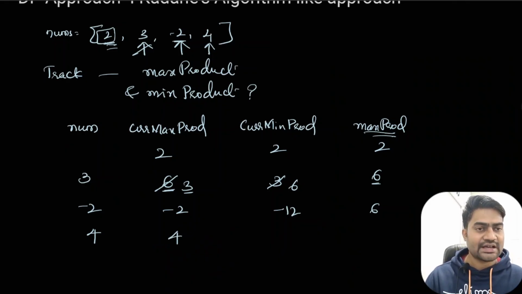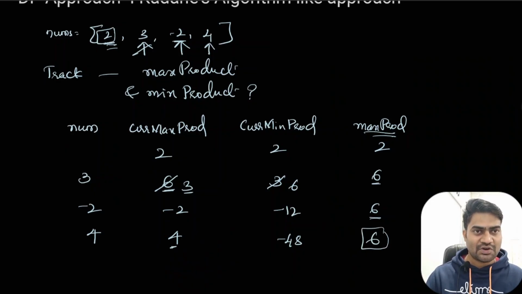Then I will check current minimum product. Now it is minus 12. Current number is 4, and then minus 12 into 4, which is minus 48. So minus 48 will be our minimum, so I will take minus 48. Our max product will still be 6 because this is less than 6. So it will be 6. So that's how we find the maximum product.